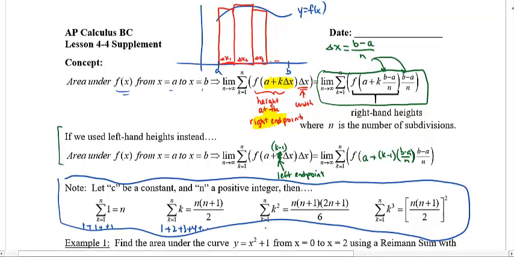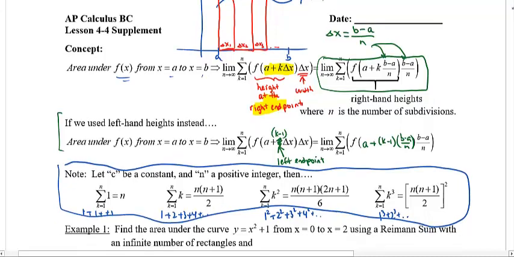K squared, so this is where 1 squared plus 2 squared plus 3 squared and so on. That's this formula here. I won't explain it to you, it's just right there. And then finally k cubed, if we ever need to do that, 1 cubed plus 2 cubed, that's this. Why do I need to show this to you? Because that's going to help us do the next part.